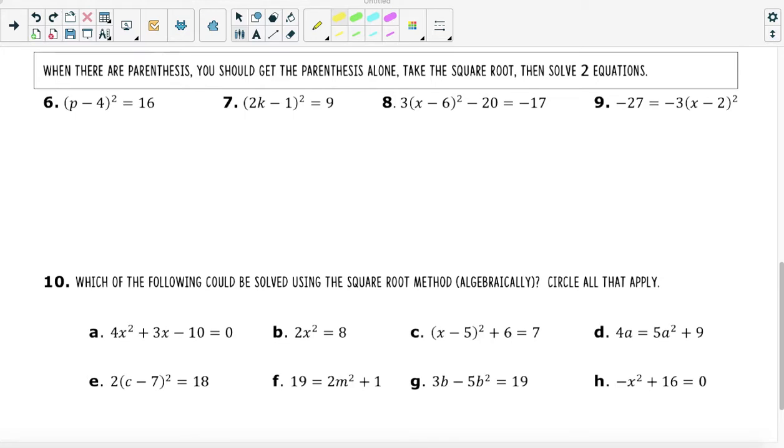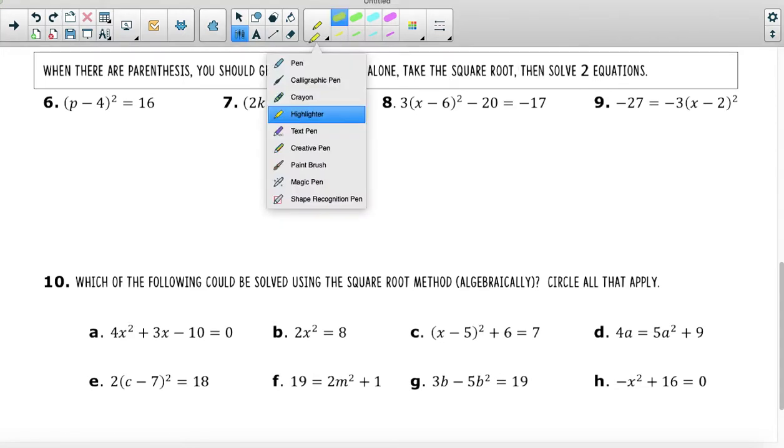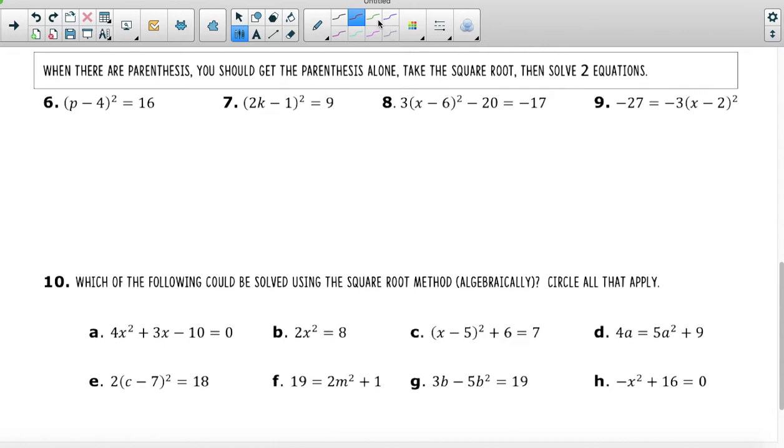This video is on solving quadratic equations, and we're going to be using the square root method. When we are using the square root method, we look to see if there are parentheses as well. When there are parentheses, you should get the parentheses alone, take the square root, then solve the two equations. Because when you are solving, especially using the square root method, you use SADMAP. You cannot touch the parentheses or inside the parentheses until you've done everything else.